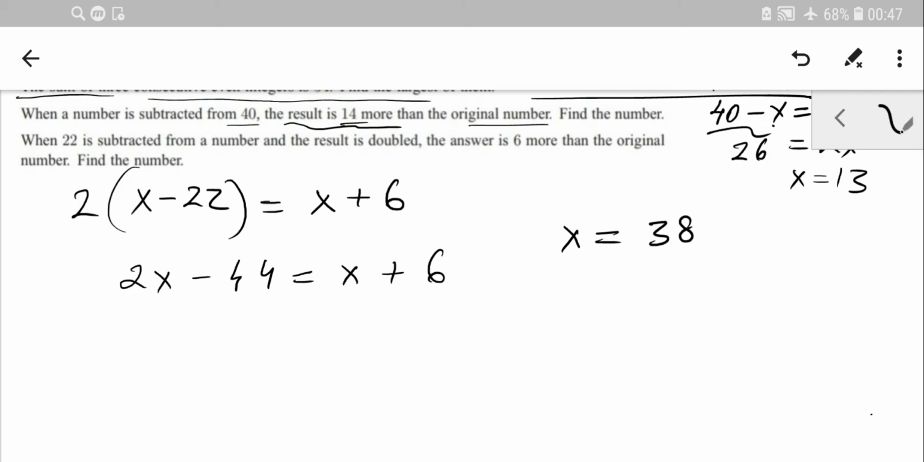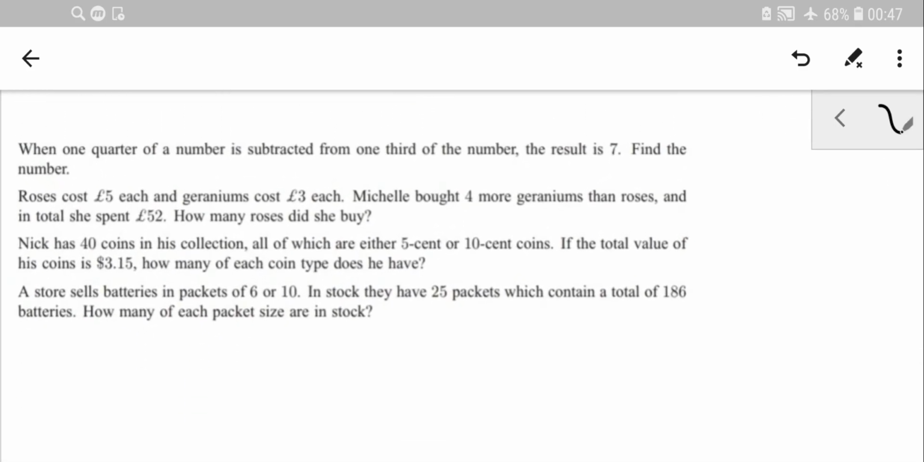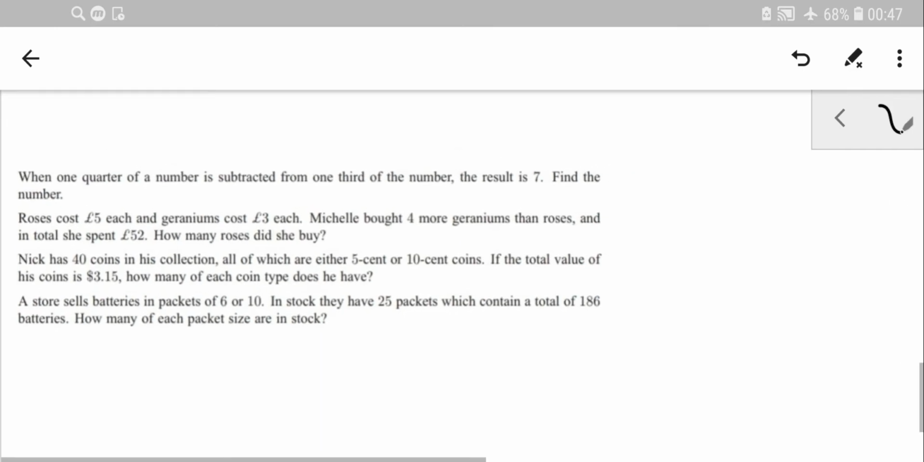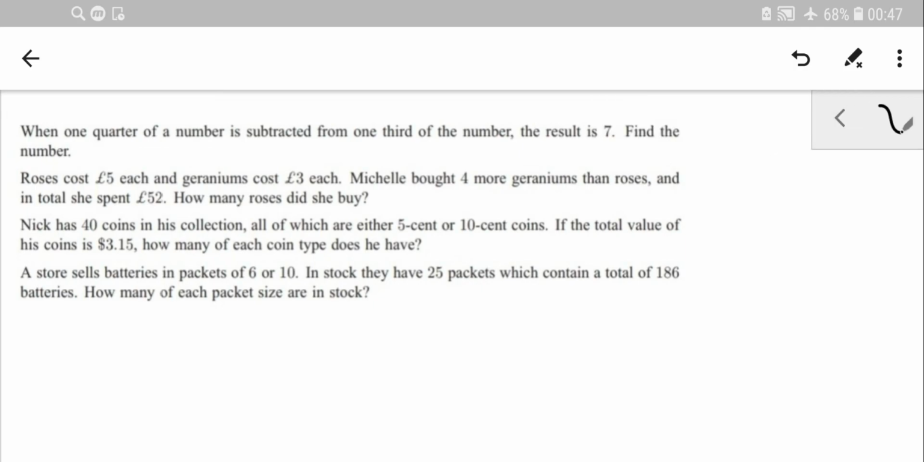Alright, so let's see. Oh yeah, we have also something. When 1/4 of a number is subtracted from 1/3. Alright, so sort of fractional. So let's compete with that one. For those who can, try to do both rounds, pause the video and try to do it. Okay, so we'll start doing 1/4 of a number.